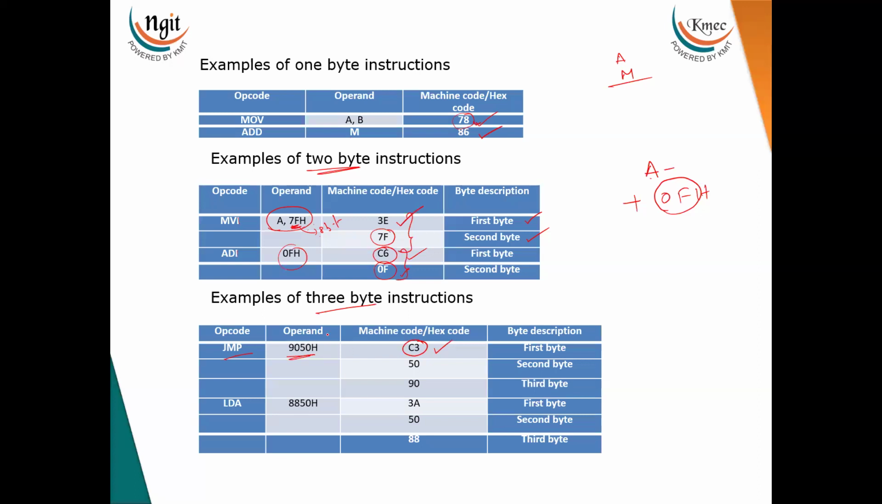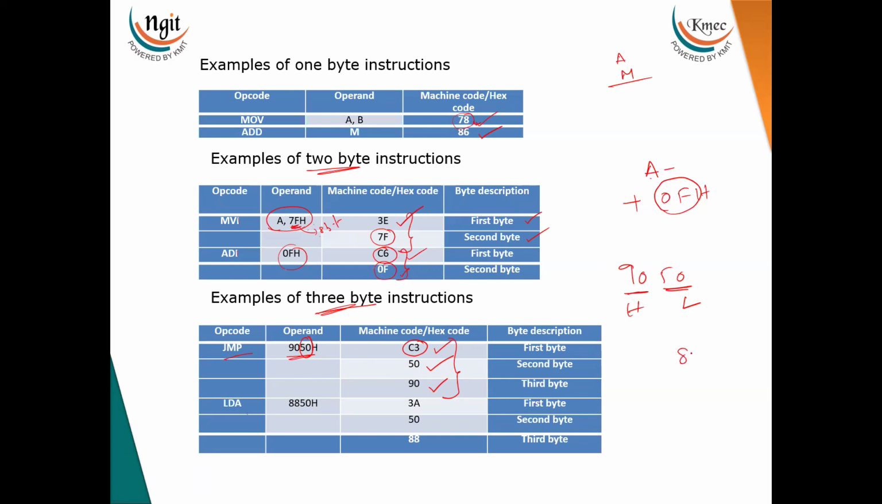Now, after writing the opcode, whatever the data we are specifying, first you have to take the lower order address. Now, if you are taking 9050, this is the lower order address and this is the higher order address. So first you have to specify the lower order address, and after that you have to specify the higher order address. Now it is occupying three memory locations. So it is having three fields. That's why it is a 3-byte instruction. Similarly, LDA address location.